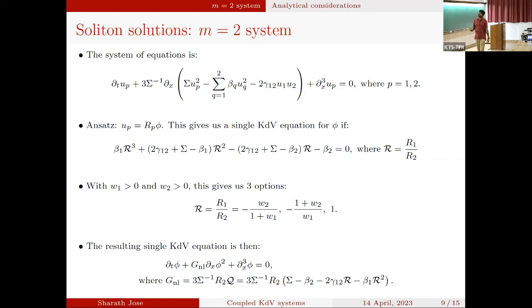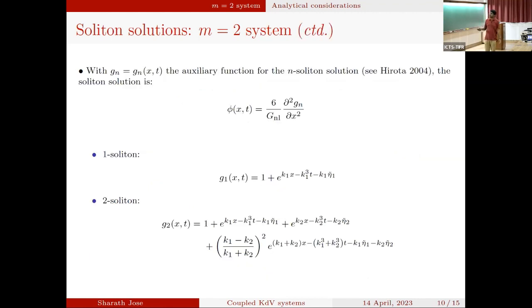We make one ansatz. The two fields U1 and U2 are both proportional to another function phi. This set of two KdV equations will reduce to a single KdV equation if this particular condition is satisfied. Upon solving this, we get three possibilities for this ratio. This is effectively an amplitude ratio. So under these conditions, we basically have a single KdV equation, and again we can use all the classical tricks for getting solutions for the KdV equation.